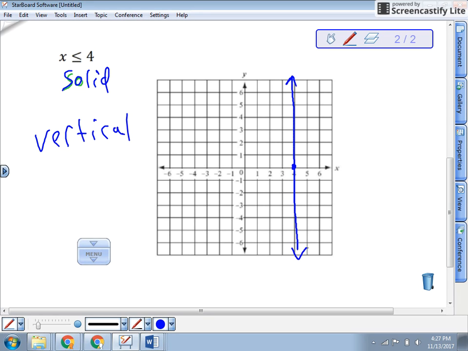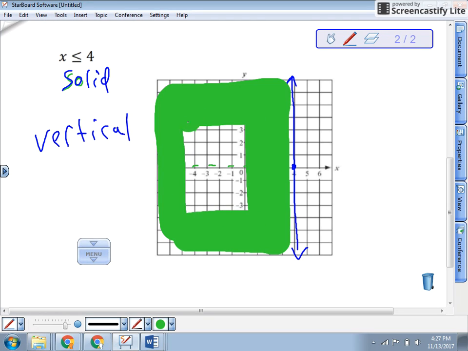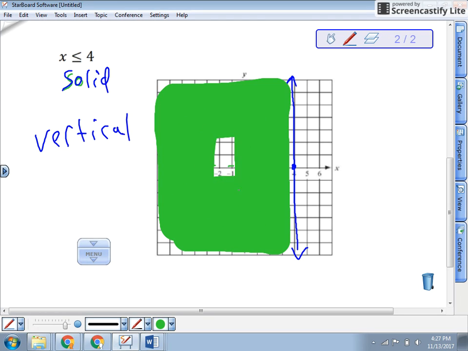Now this one's a little different. Which side of the line do I shade? Now it's in terms of x. So which direction is x getting smaller, or less than or equal to 4? So x is getting smaller this way. So when we graph, all of this will be part of our solution. Any point over here, x is less than 4. So all of that will get shaded.